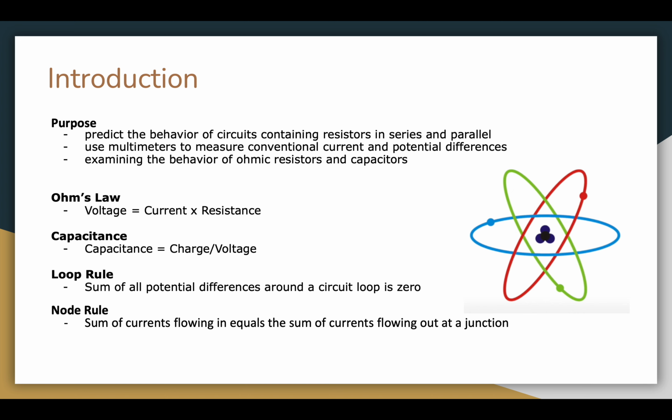The main physics principles were Ohm's law, which states that voltage equals current times resistance; capacitance, which is equal to charge over voltage; the loop rule, which states that the sum of all potential differences around a circuit loop equals zero; as well as the node rule, which states that the sum of the currents flowing into a junction equals the sum of the currents flowing out.